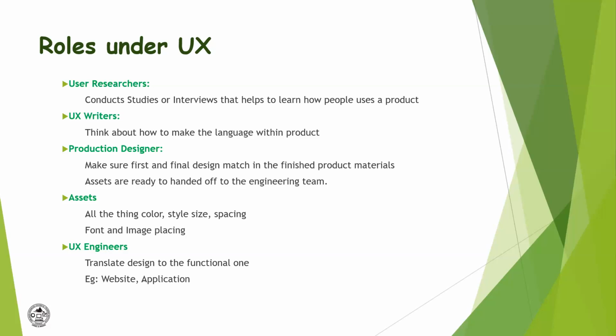And then the production designer makes sure that the design is right. They go through it once more from top to bottom, checking whether the research is correct or not. They do one more round of work from the UX researcher's and the writer's angle, and then they hand it over to the design team or engineering team, so that they can build the application properly.